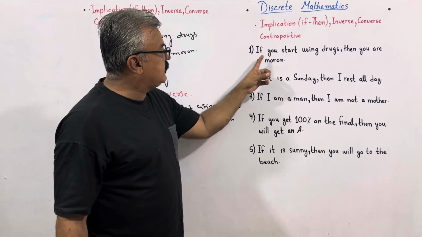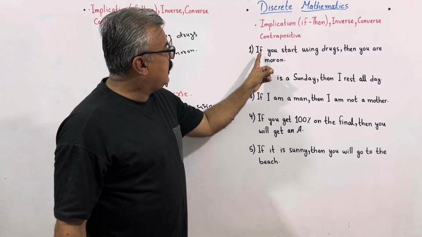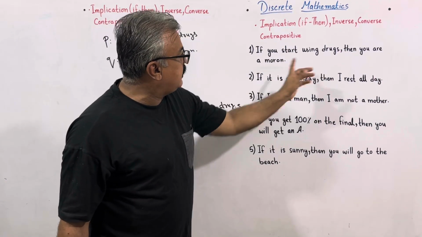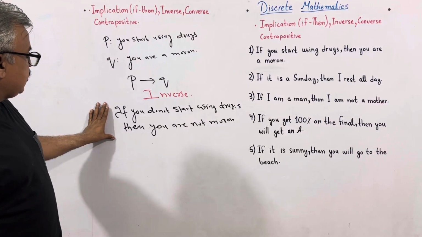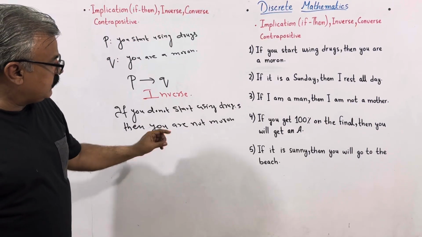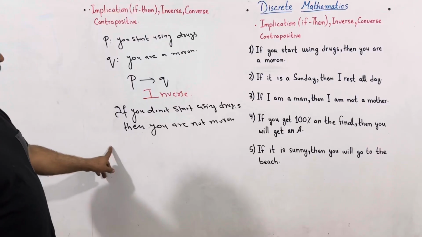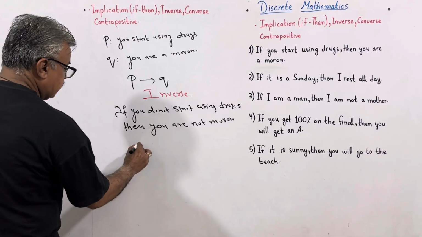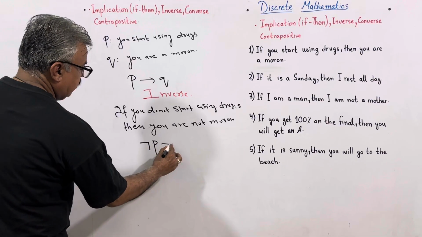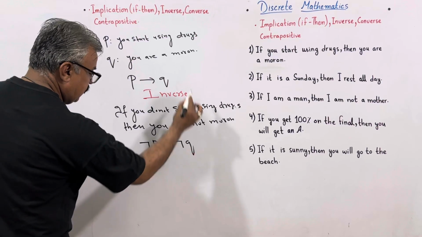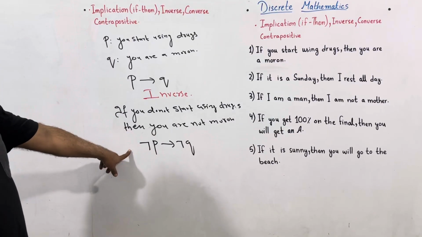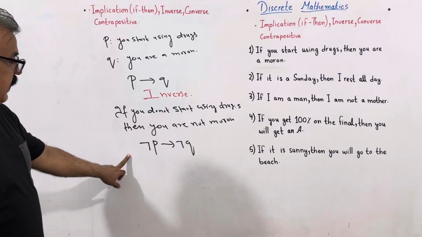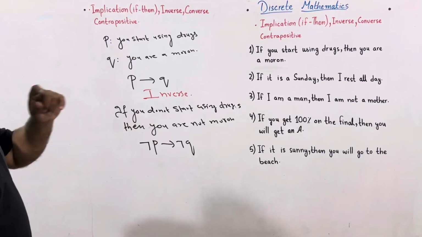Our implication reads as: if you start using drugs, then you are a moron. How can the inverse be read? If you do not start using drugs, then you are not a moron. How to write it in symbols? Negation of P implies negation of Q.